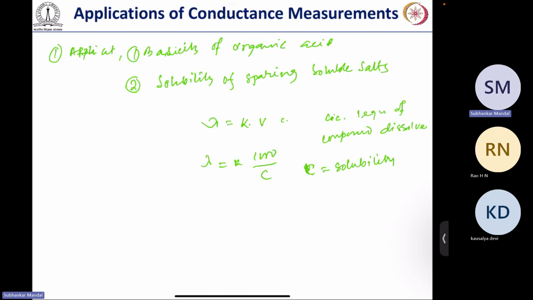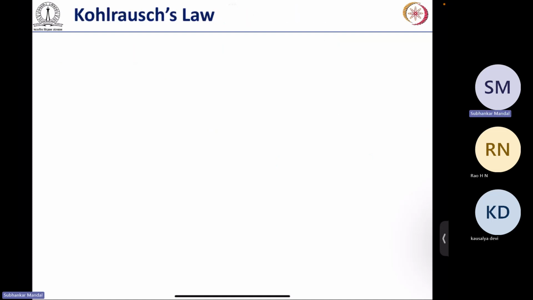Before going to that, we can discuss Kohlrausch's law. So what does Kohlrausch's law tell? This is applicable for infinite dilution.